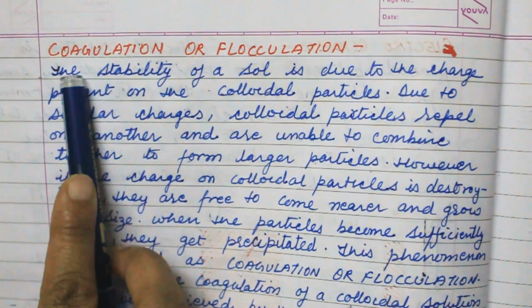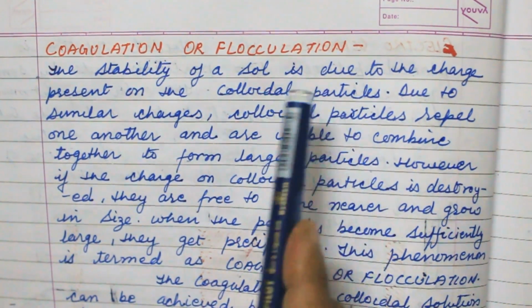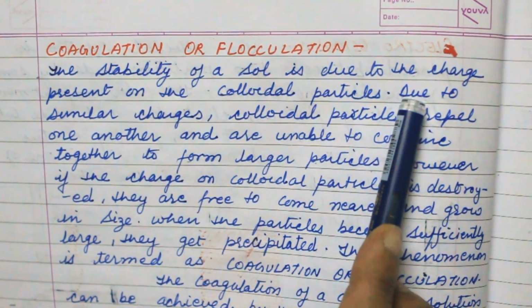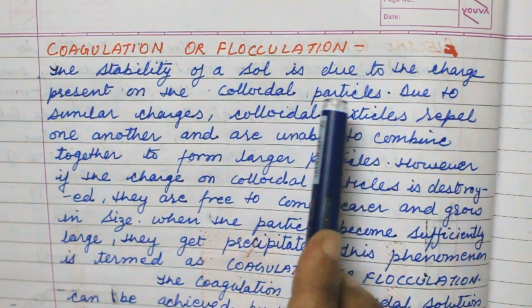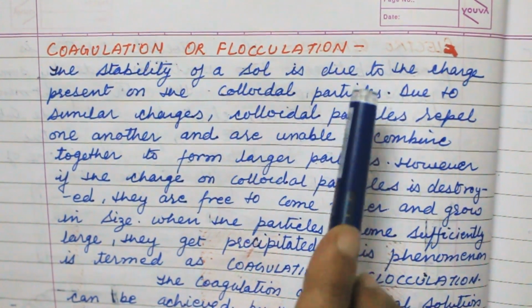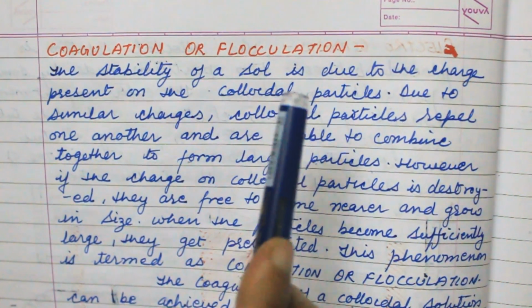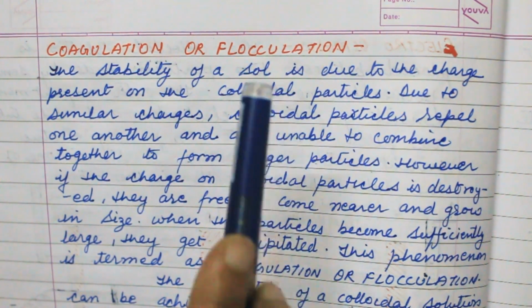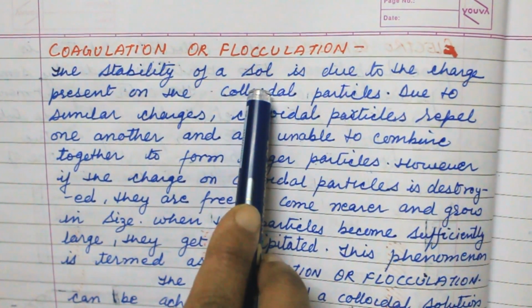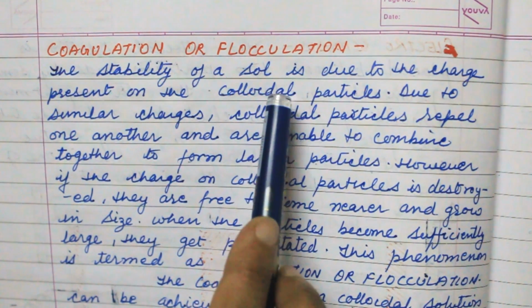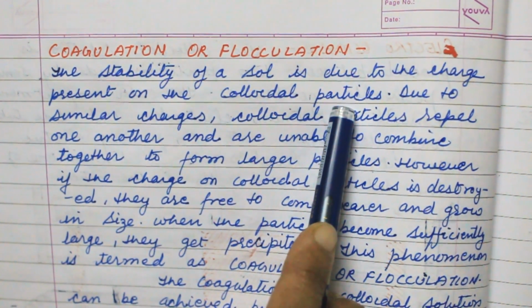Today my topic is coagulation or flocculation. The stability of a sol is due to the charge present on the colloidal particle. Colloidal particles have charge, and the stability depends upon it. When the charge of the sol is stable, then the colloidal particle also becomes stable.